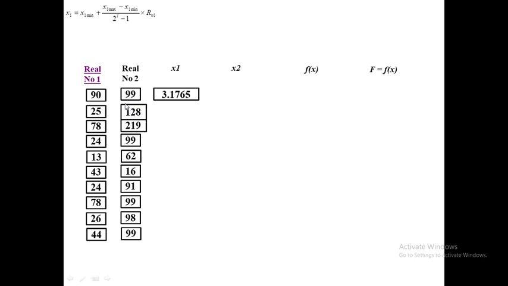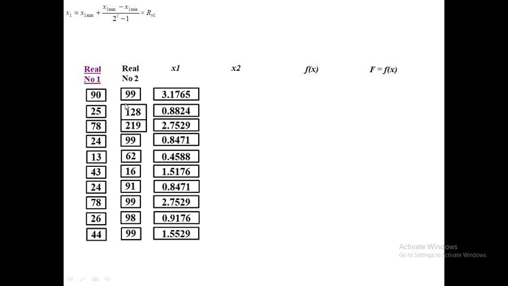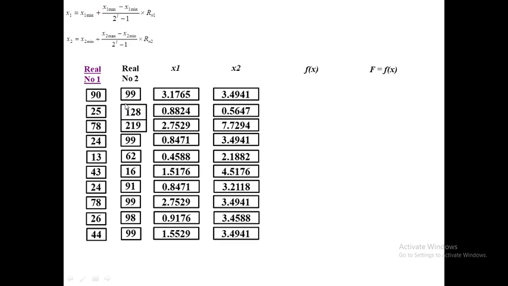Here x1 min is equal to 0, x1 max is equal to 9, and the real number, I got 90. Likewise, I substitute the values and I get the x1 values for all the population of 10. For x2, I use the same formula, and likewise I generate all 10 x2 values.